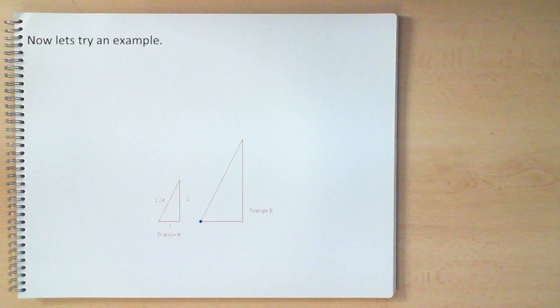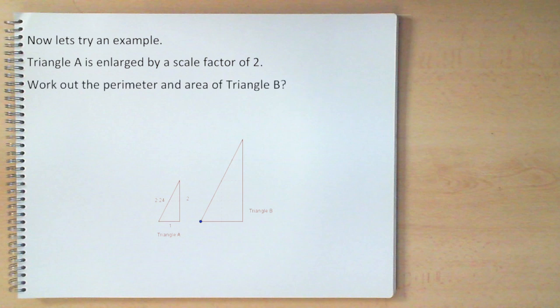Always best to make sure we understand something by doing an example. So here we have a triangle, triangle A, which is enlarged by a scale factor of 2. So the triangle A has sides 1, 2 and 2.24. What we've got to do is work out the perimeter and area of triangle B.